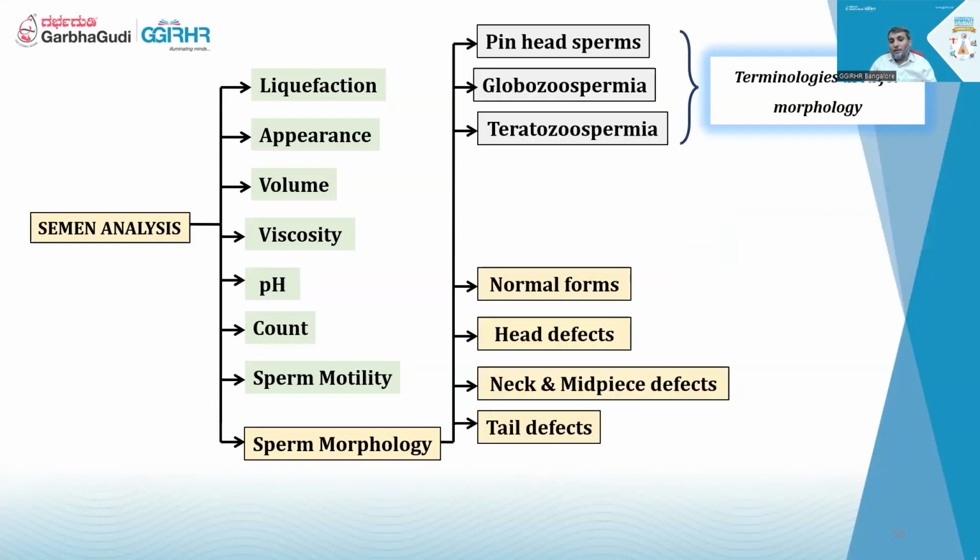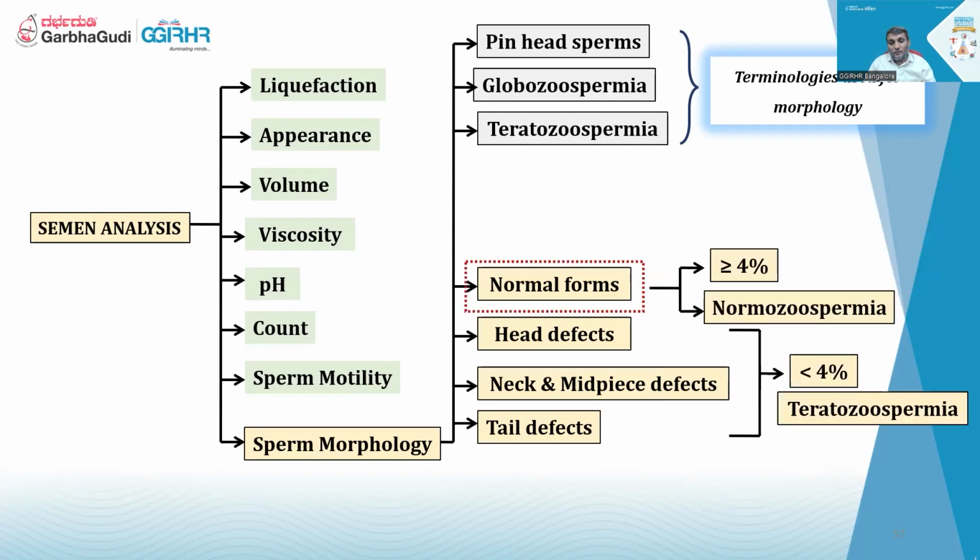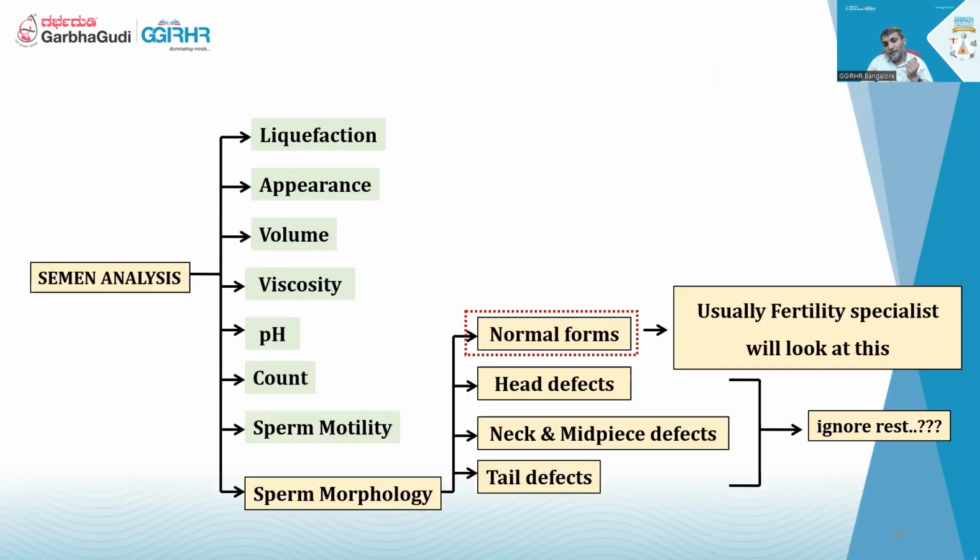Now we categorize the sperm morphology under 4 headings. Normal sperm, which should be at least 4% or more than 4%. Head defects, neck defects, and tail defects. These are the defects in the sperm we encounter. If these are more, then the normal sperms will decrease. Less than 4% is termed teratospermia. So for morphology, we usually say teratospermia, globosospermia, or pinhead sperm.